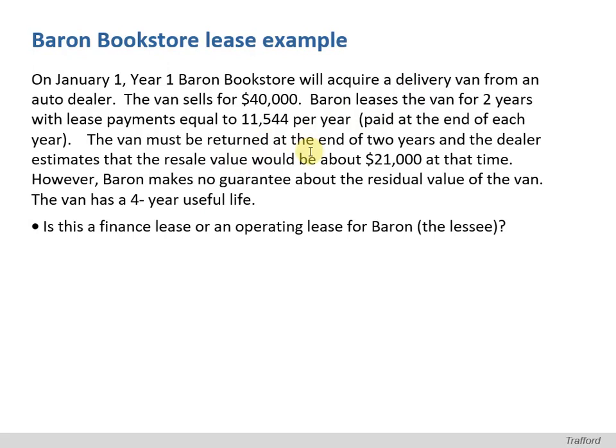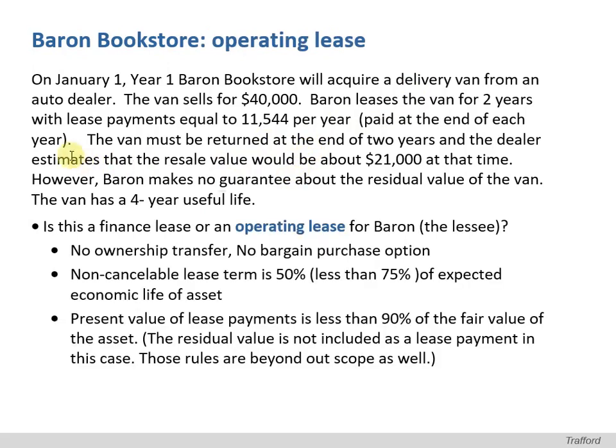So what do you think in this case? Is this a finance lease or an operating lease? This time around, we'd be looking at an operating lease. There was no transfer of ownership, no bargain purchase. The lease term is only 50% of the 4-year estimated life of the asset, and the present value of those payments is less than 90% of the fair value of the asset.